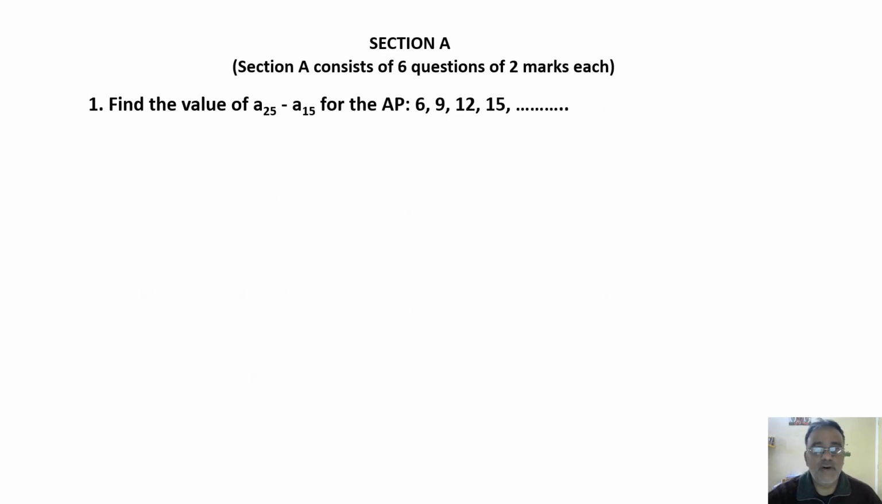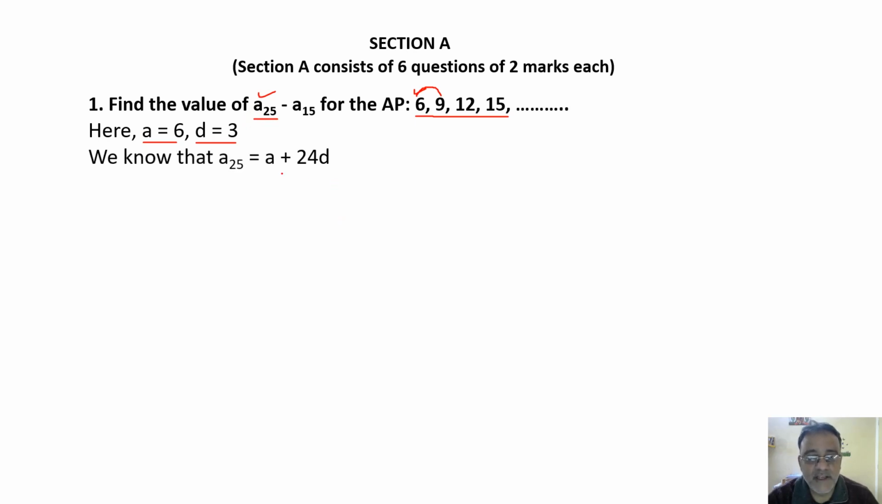Find the value of A25 minus A15 for the AP 6, 9, 12, 15. So what is the first term here? 6, and the common difference is A2 minus A1, 3. Yes, 3. So A is equal to 6 and D is equal to 3. Now how will you write A25? A plus 24D. Yes, very good.